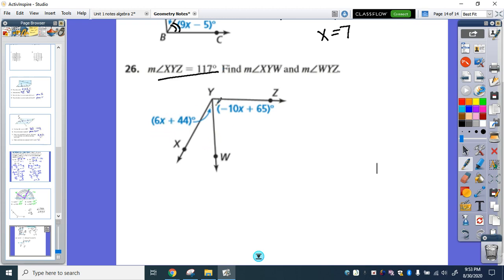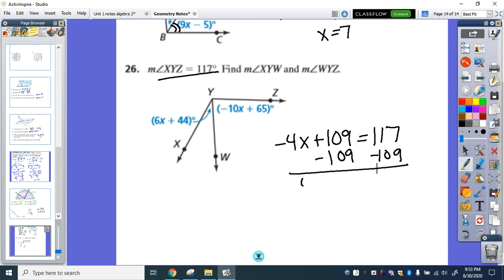So we've got 6x and a negative 10x, which would add together to give me negative 4x. 44 and 65, if I add those up, I should get up to 109. They told me that both of those angles total together to be 117. So let's subtract the 109 from both sides. That leaves me with negative 4x equals 8. Divide by negative 4. So x comes out to be a negative 2, but now I need to take that and plug it back in here.